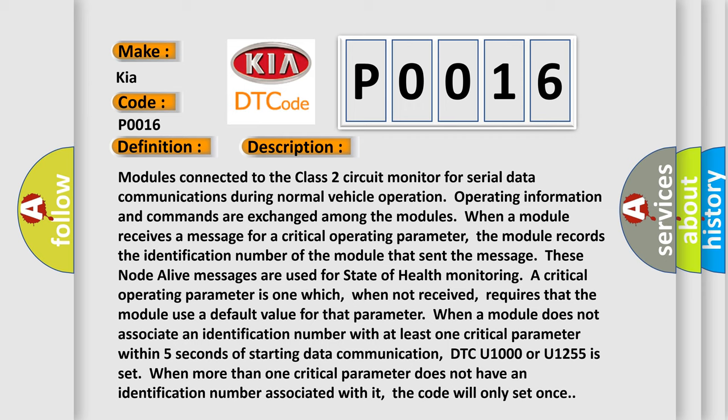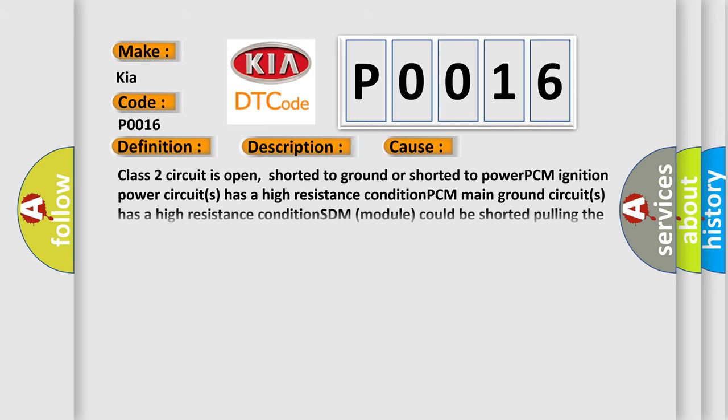When more than one critical parameter does not have an identification number associated with it, the code will only set once. This diagnostic error occurs most often in these cases: class 2 circuit is open, shorted to ground or shorted to power. PCM ignition power circuits have a high resistance condition. PCM main ground circuits have a high resistance condition. SDM module could be shorted, pulling the voltage low.